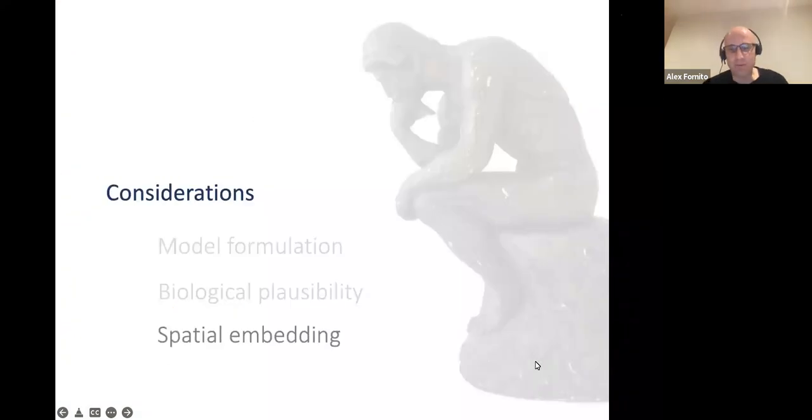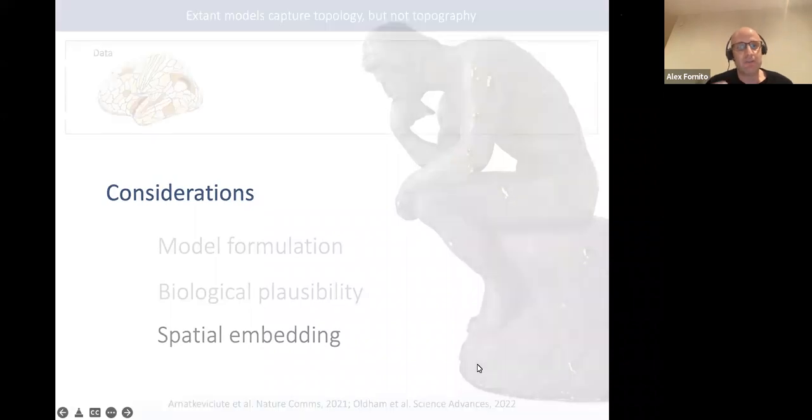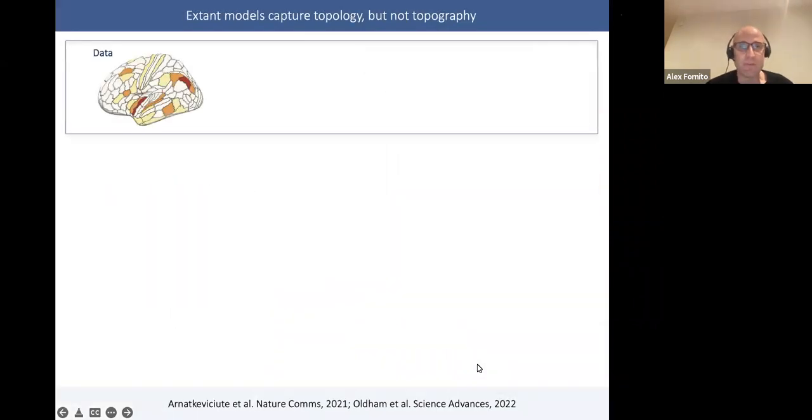Now, the final point I want to talk about is consideration of spatial embedding. So I have talked about how we fit the data to topological distributions, but there's many different ways in which a topological distribution could be spatially embedded in the brain. So to illustrate that point here, let's consider a property like node degree. Here is a map of node degree in the empirical data. So we're essentially identifying where the hubs in the brain are.